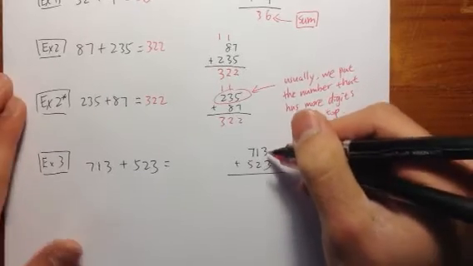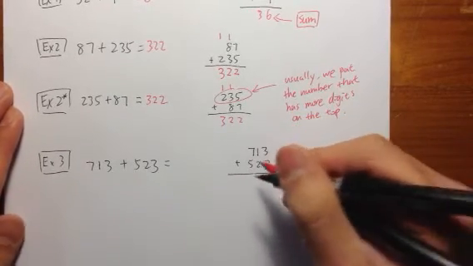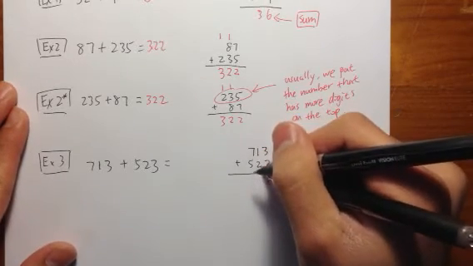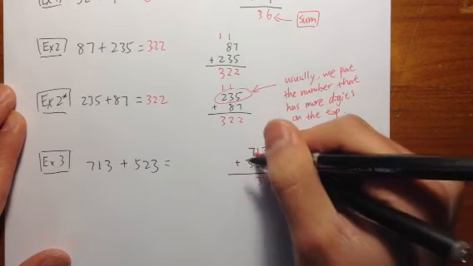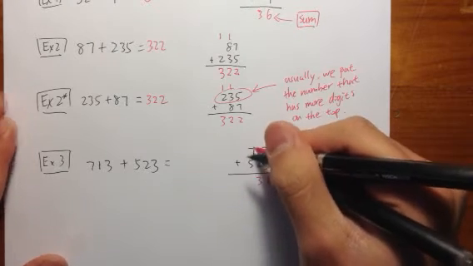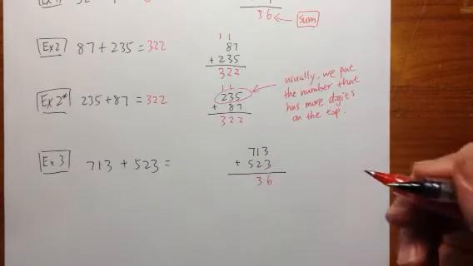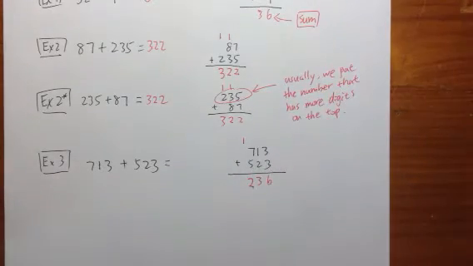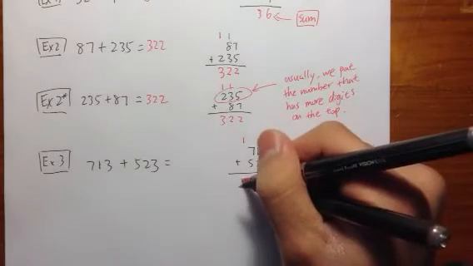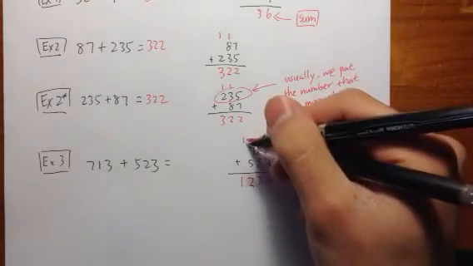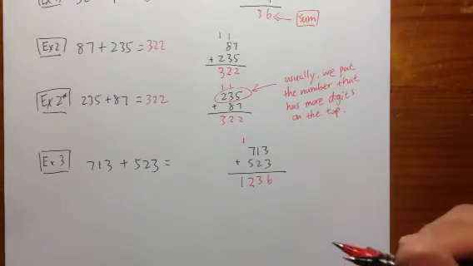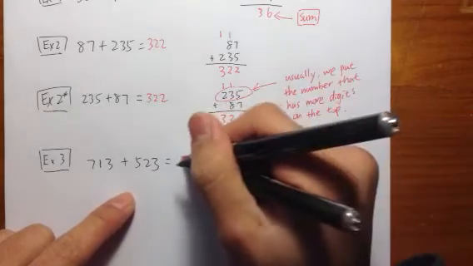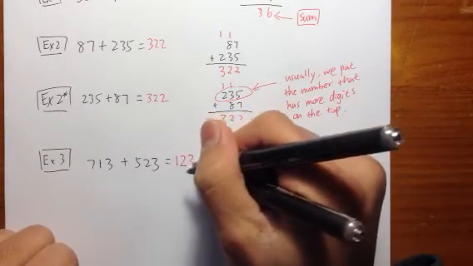So begin with the ones digit. What's 3 plus 3? 6. So we get 6, right? And what's 1 plus 2? 3. And what's 7 plus 5? 12. So I write down the 2 with the 1 carried over to the thousands place. Okay? Just bring down the 1 because it's pretty much 0. So the answer, 713 plus 523, is 1,236.